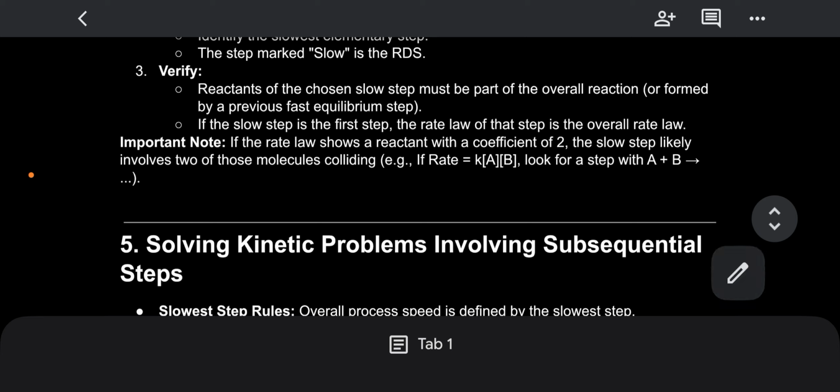Verify. Reactants of the chosen slow step must be part of the overall reaction or formed by a previous fast equilibrium step. If the slow step is the first step, the rate law of that step is the overall rate law. Important note: if the rate law shows a reactant with a coefficient of 2, the slow step likely involves two of those molecules colliding. E.g., if rate equals k[A][B], look for a step with A plus B turns into products.